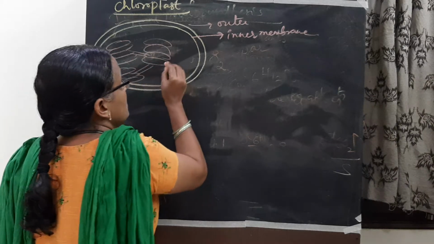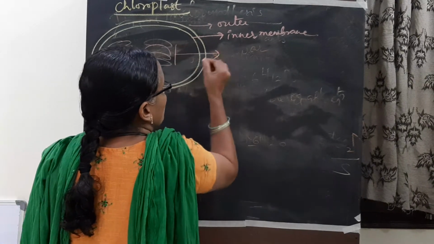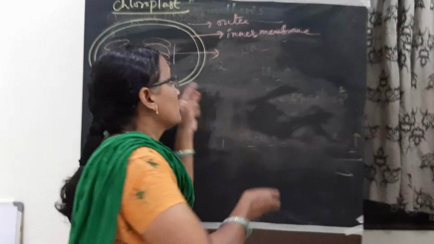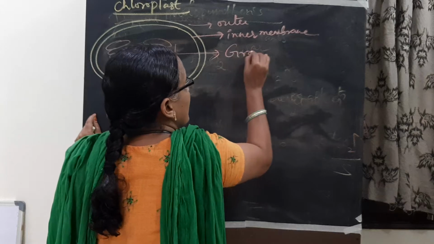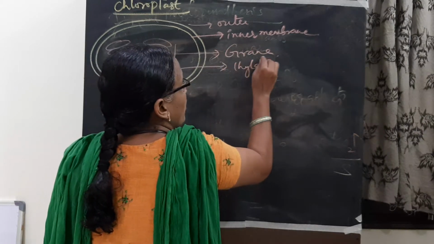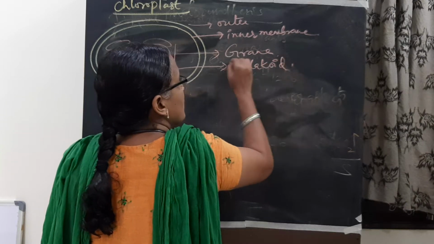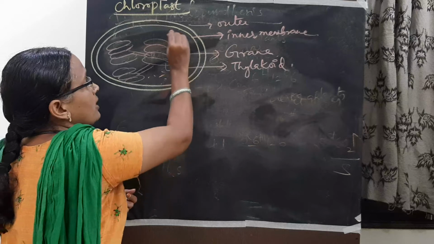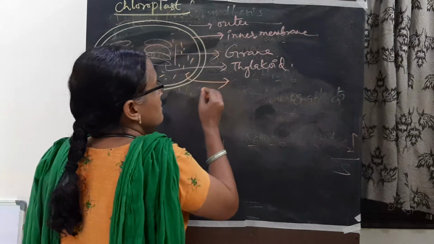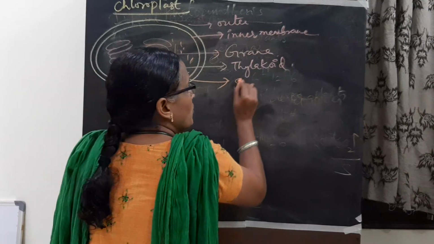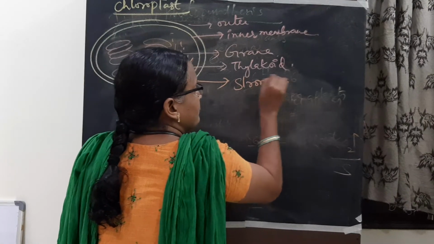Grana. So this sac-like structure, these sacs are arranged one on the other. The stack is known as grana, and a single one is known as thylakoid. And this is filled with a liquid. Whatever liquid is present inside the chloroplast, that is known as stroma.